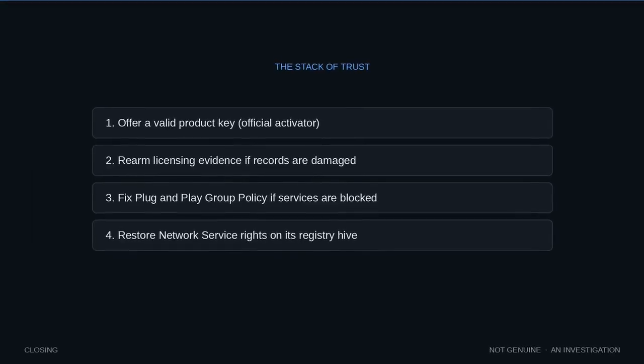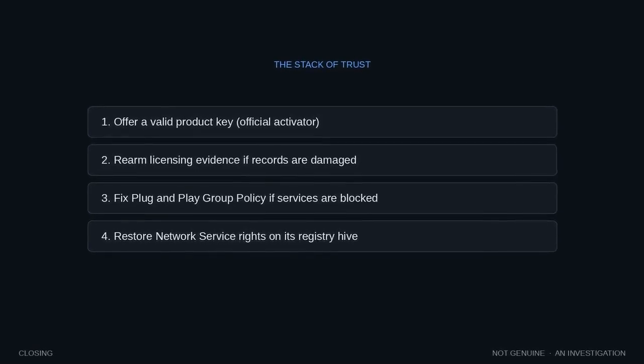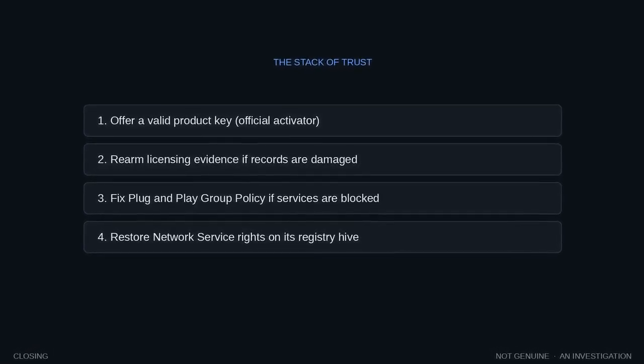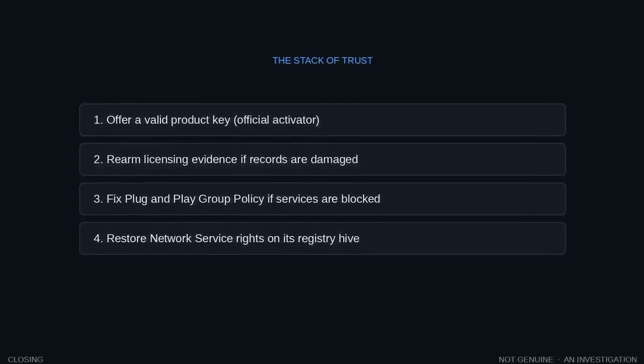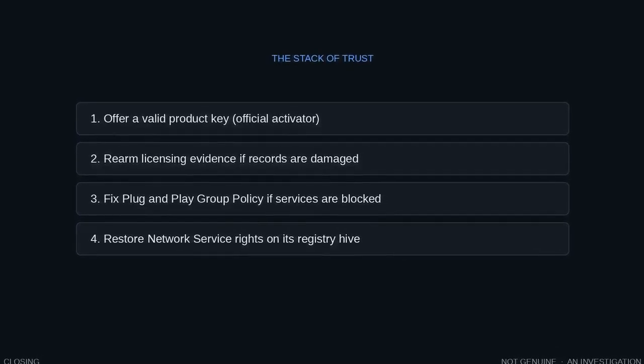If evidence is not the break, you inspect the policy that governs plug and play. If policy is not the break, you restore network service's right to its registry hive. At each step, you change one variable, restart, and observe. That is diagnosis, not superstition. Trust in this story is not a feeling, it is a stack. Key, records, service policy, and permissions. When any layer fails, the public message collapses into the same watermark. The fix is to find which layer actually tore.